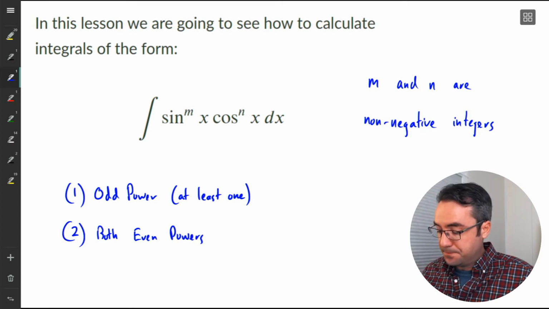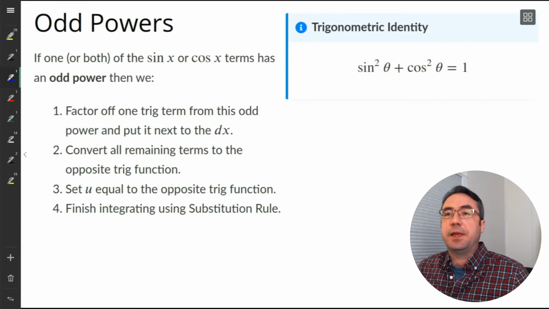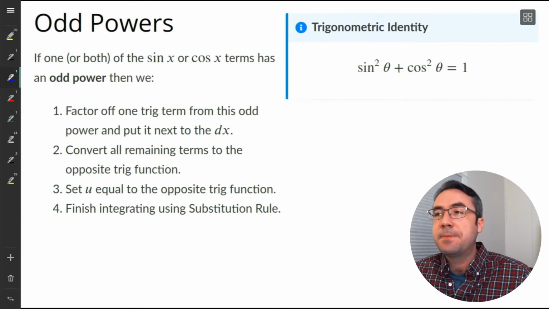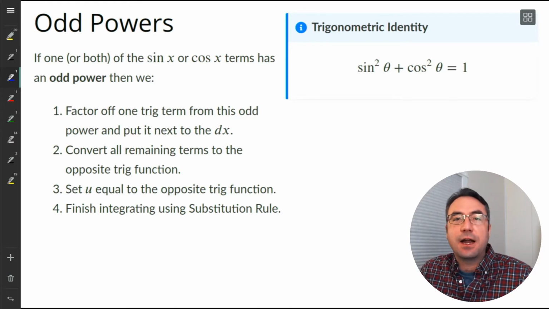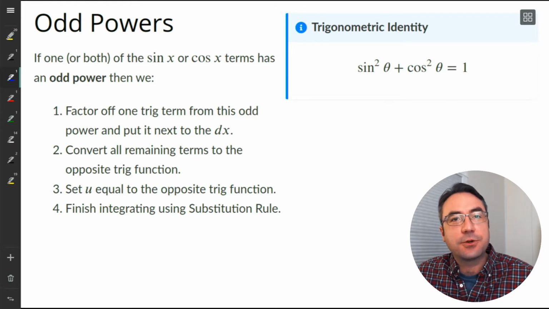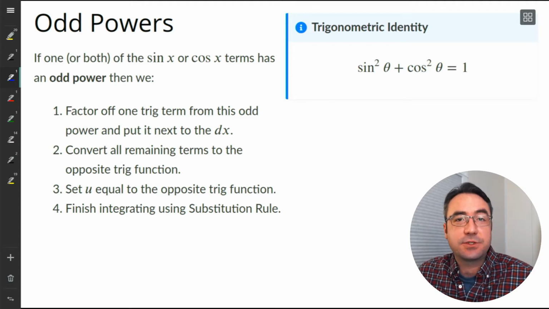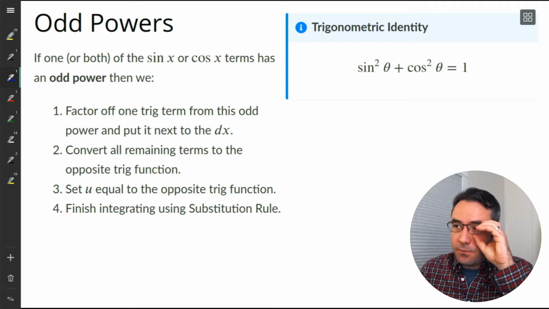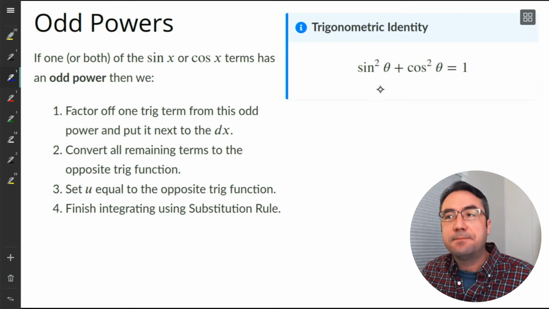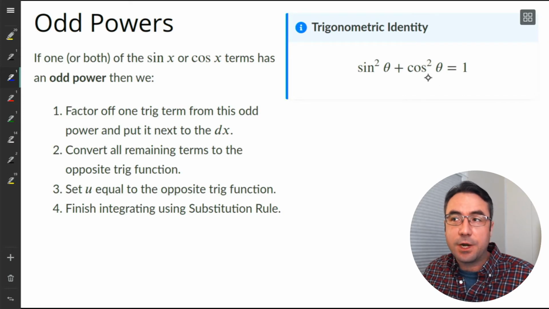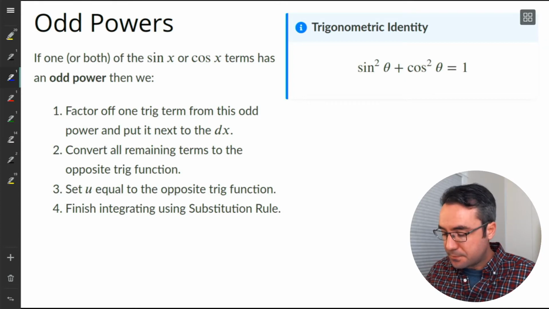All right, so what is our strategy going to be? Well, for odd powers, it's all going to hinge around one of our standard trigonometric identities, and that's sine squared plus cosine squared is equal to 1. Formally, we have it written as sine squared of theta plus cosine squared of theta is equal to 1. And we're going to use this in a lot of our examples here.